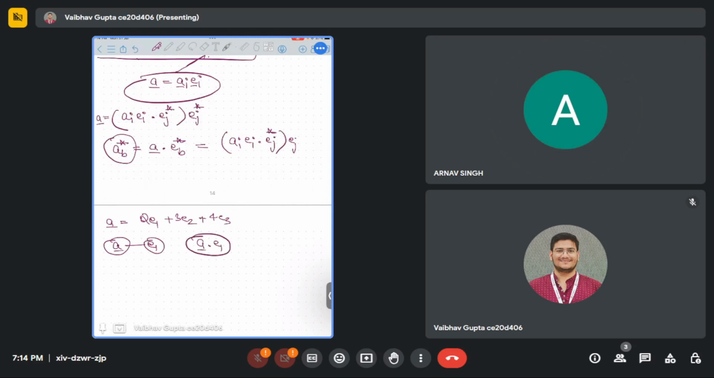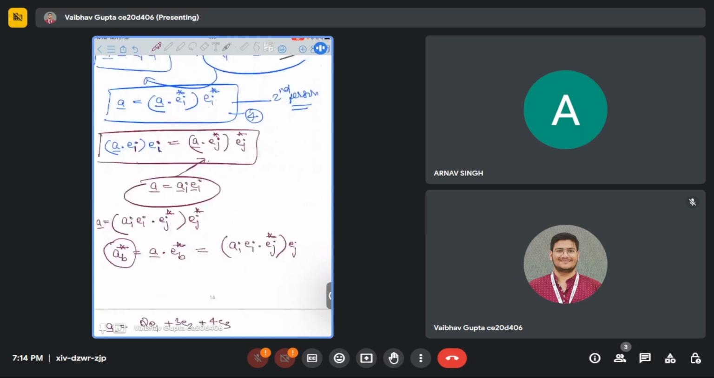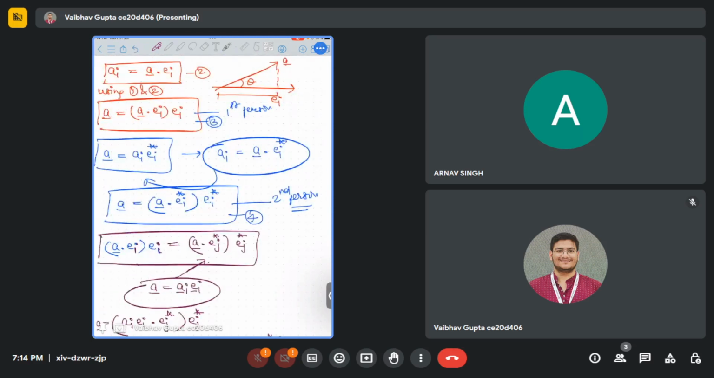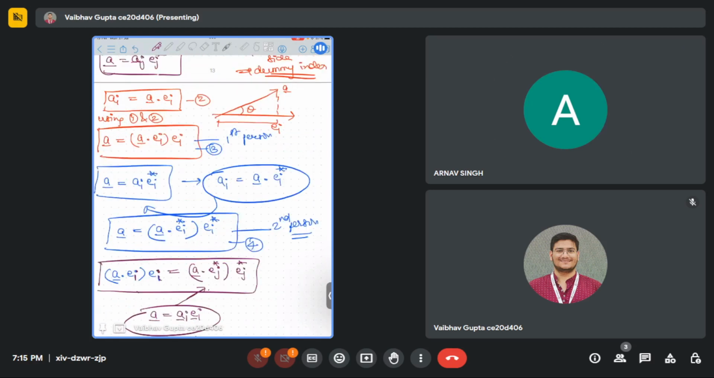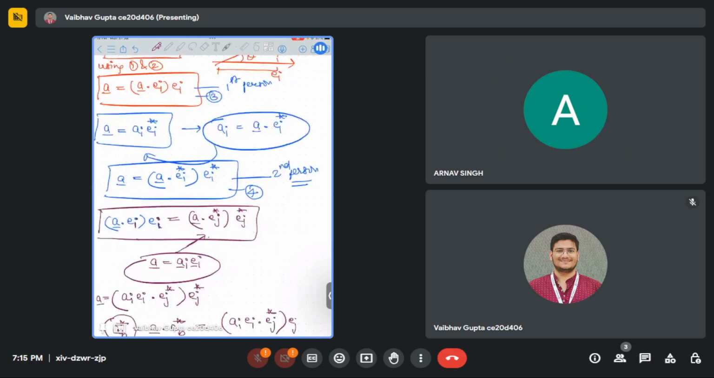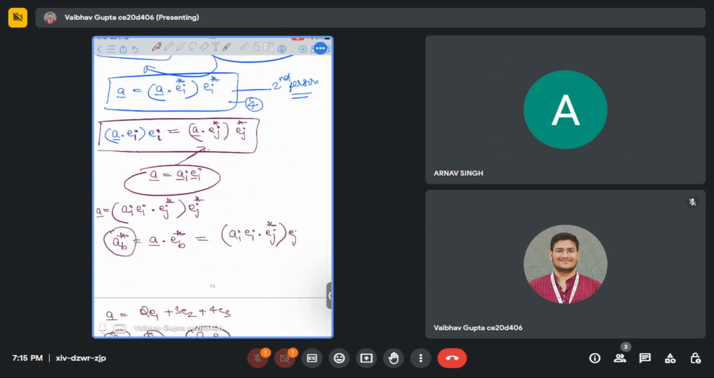Okay, so this is what AI means. AI is nothing but the projection of A on EI. Similarly, for the other person, this AI becomes A dot EJ star. Now we use mathematics, like we just substituted the value of AI into the A for both the cases, and we went up to here.